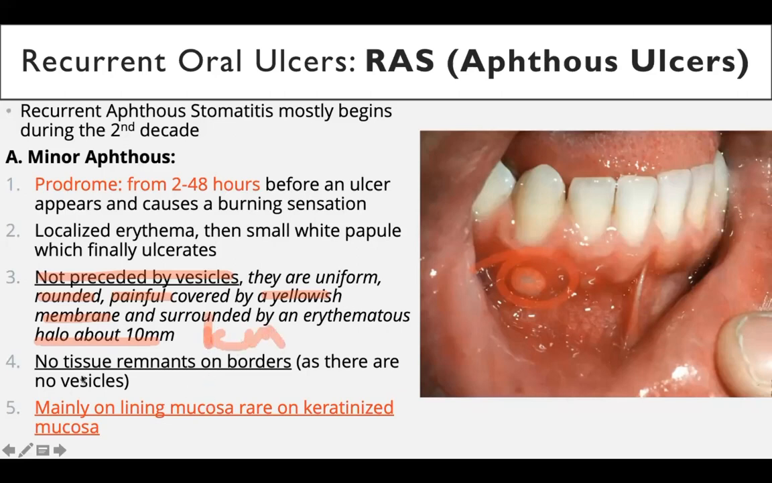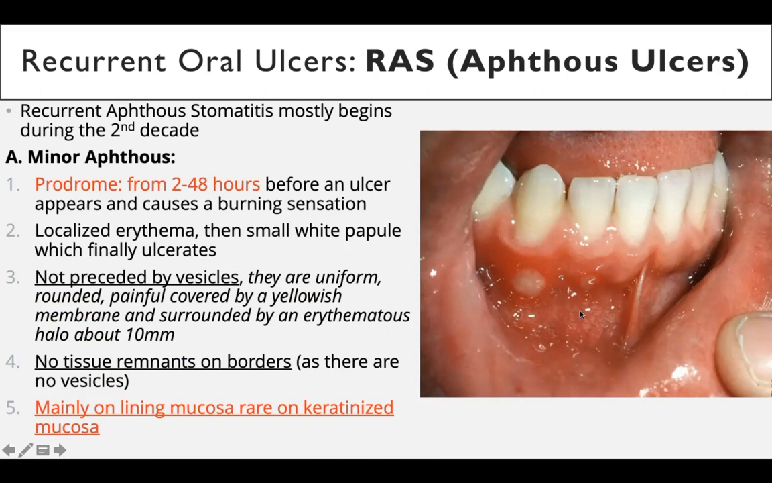We are talking about the minor ones. No tissue remnants on the borders. The border looks continuous with the surrounding tissue. So the border cannot be distinguished from the surrounding tissue except for the yellow area, the aphthous ulcer area, and the surrounding reddish margin or the edematous halo. We cannot distinguish the edematous halo as having a distinct border between itself and the surrounding tissue.